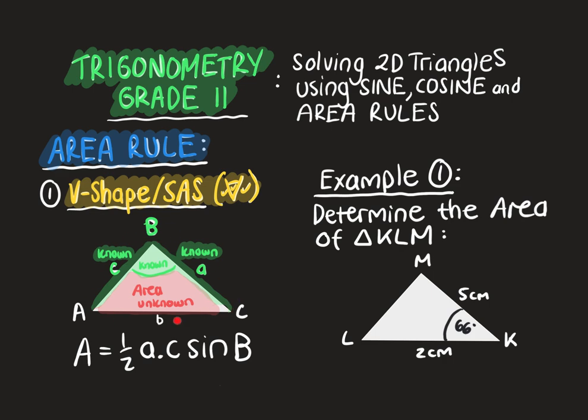So we're going to take this same shape here, and we know this, which allows us then to work out the area, which is unknown. Okay, and the formula for the area rule is half A times C sine of B. So A being this known side, C being this known side, and sine of B being this known angle will allow me to work out the area of the triangle. Easy enough? Yes. So we're looking for the similar scenario to the cos rule, which is the V shape or the side angle side scenario. Now let's put this into practice with an example.